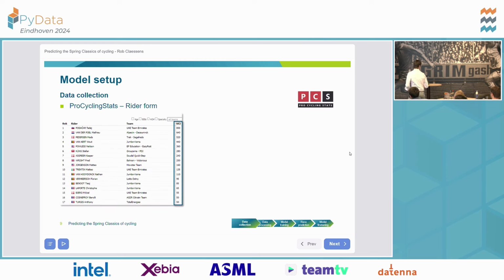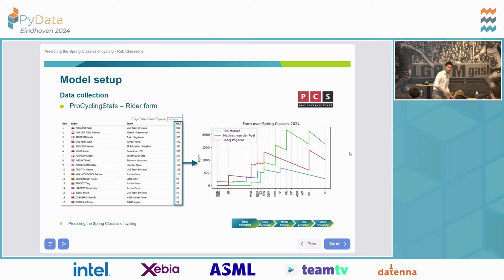Let's not do it like this. I plotted this to see what this actually does. So these are 3 riders that are competing in this year. And then you see, for example, the red line is Tadej Pogacar, and then the 3rd classic of the year he won. So you see this jump in his form, of course, which then linearly decays over 60 days.